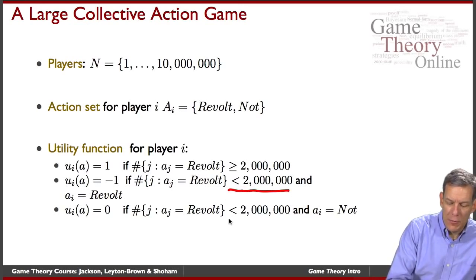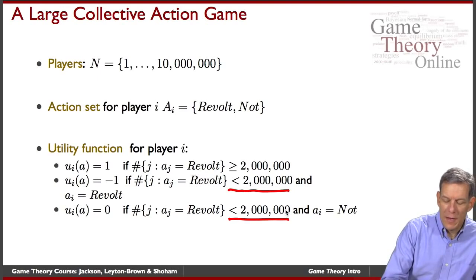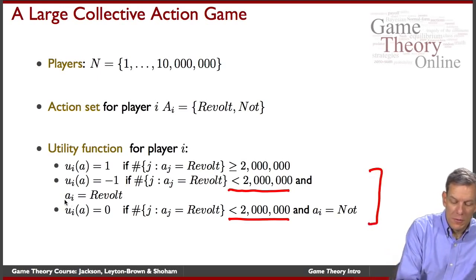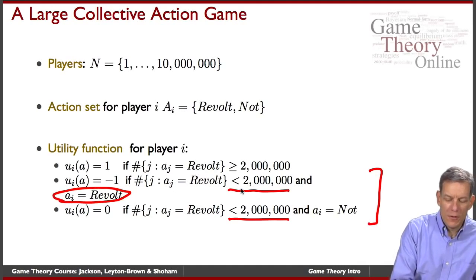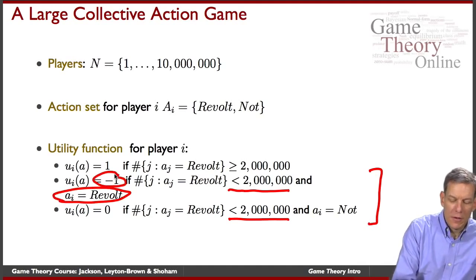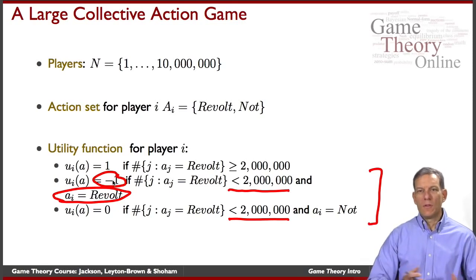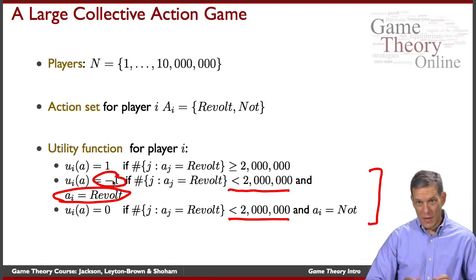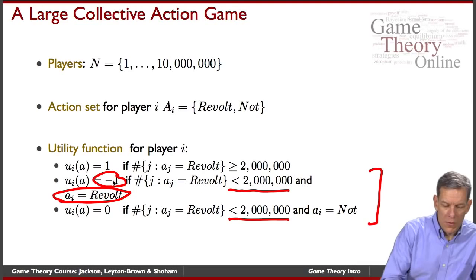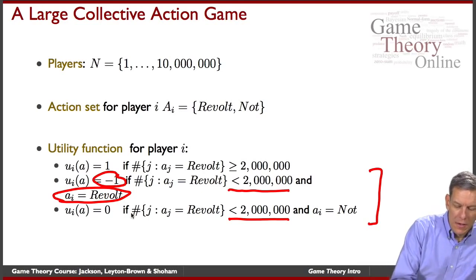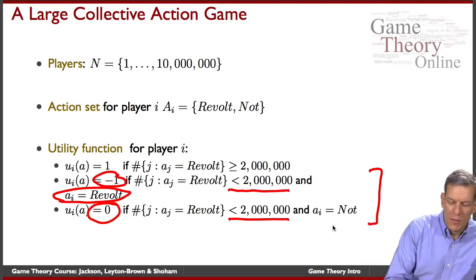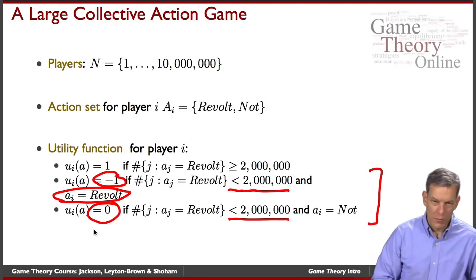Here, if we end up with less than 2 million, then it depends on whether you were a participant in the revolt or not. So if player i was a participant in the revolt and it fails, then they get a payoff of -1. So this could be in a situation where they're punished by the government or face some other kinds of sanctions, and they get a payoff of 0 if the revolt's not successful and they didn't participate, so they weren't one of the people that was actually revolting.